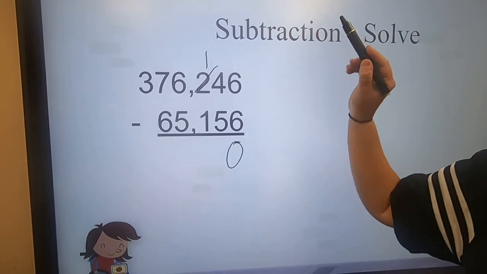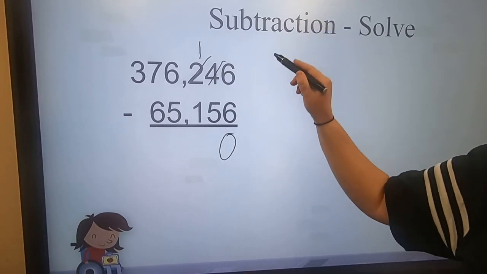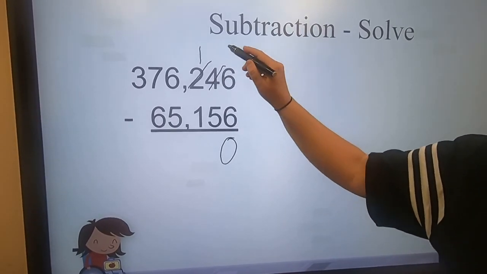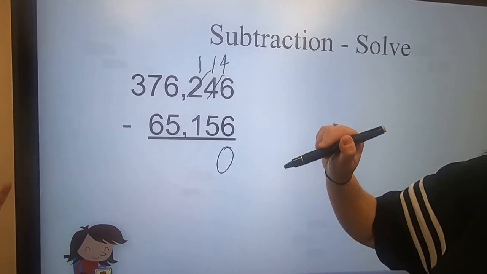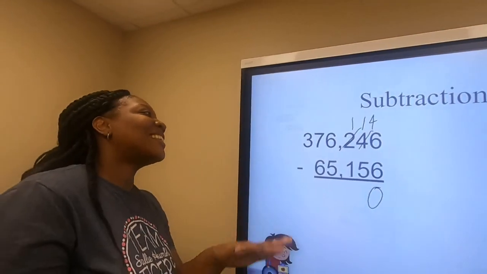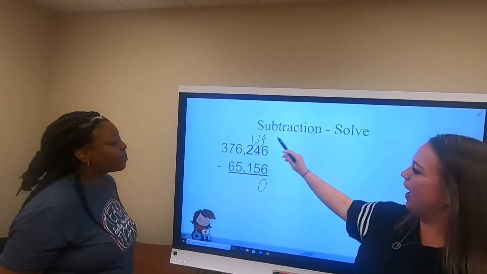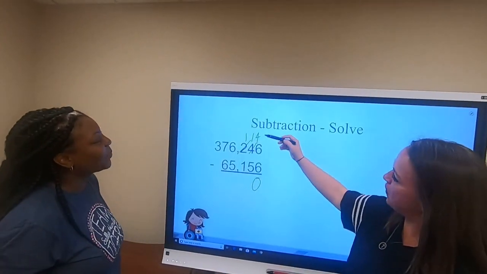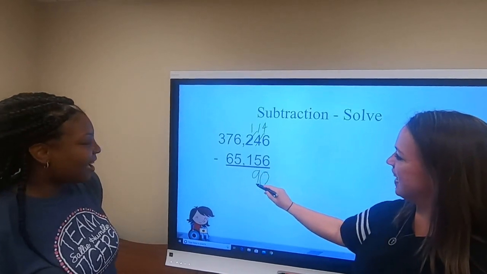10 tens. And we already have how many tens? 4. So when I put those 10 tens and those 4 tens together, how many tens will we have? I'm sorry, 14 tens. We switched back to adding. Yes. It's 14 tens. So 14 tens minus 5 tens equals 9 tens.